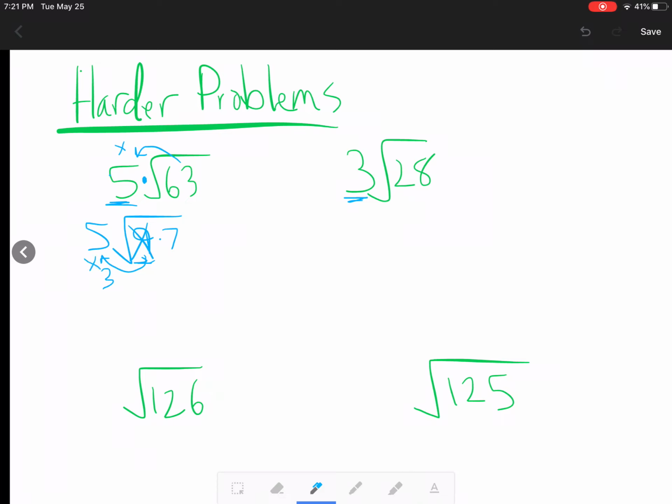A big mistake a lot of people make is they add them together. So this is going to be 15 square root 7. We box it, walk away.